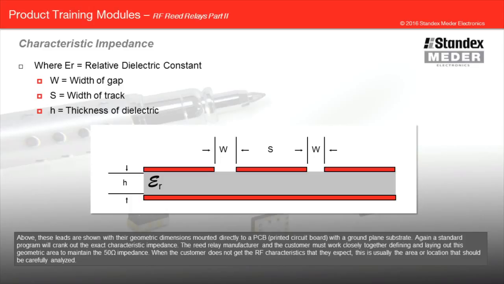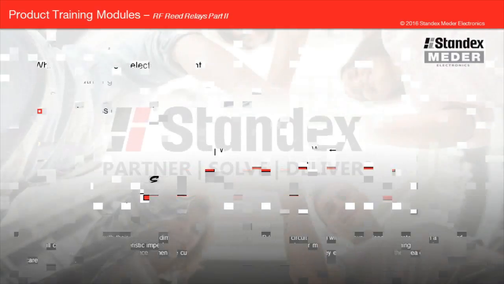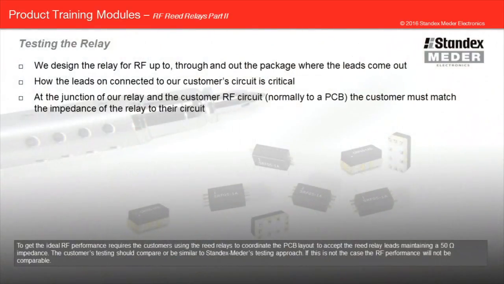The reed relay manufacturer and the customer must work closely together, defining and laying out this geometric area to maintain the 50 ohms impedance. When the customer does not get the RF characteristics that they expect, this is usually the area or location that should be carefully analyzed. To get the ideal RF performance requires the customers using the reed relays to coordinate the PCB layout to accept the reed relay leads maintaining a 50 ohms impedance.